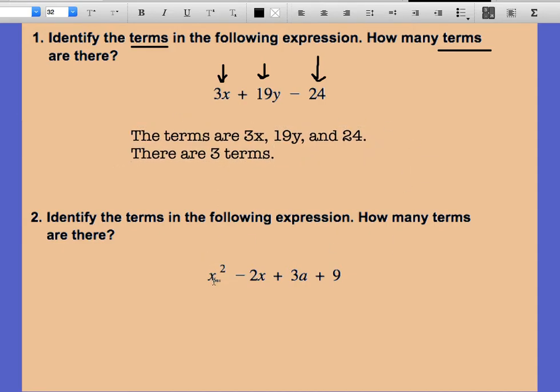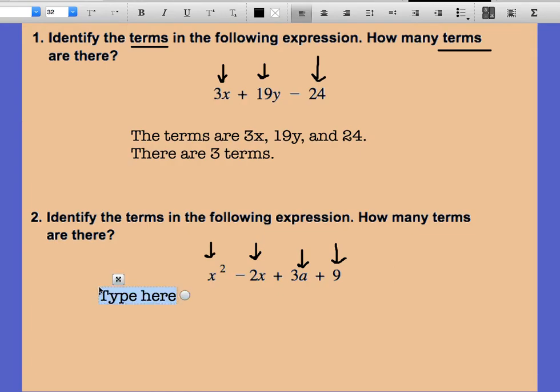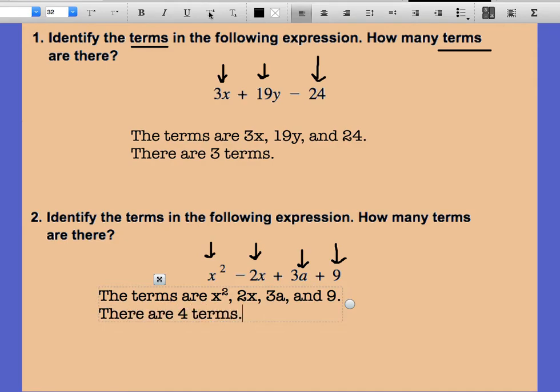Same for the next one. x squared minus 2x plus 3a plus 9. So look at those pluses and minuses, right? Those are going to separate your terms. And I'm going to erase that in just a sec here too. Okay, so I get x squared, negative 2x, or minus 2x, 3a, and 9. All right, so terms. So we're going to say again, the terms are x squared, 2x, 3a, and 9. How many terms are there? There are 4 terms.